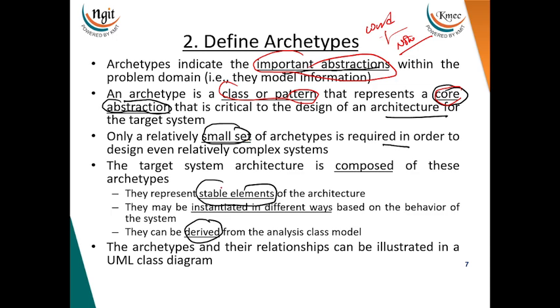You just keep that one and give all the examples for it. Excel is there, and in Excel all these are there. How it works is totally different, but this is called a small set of archetypes. The target system architecture is composed of this, correct? They represent the stable element. Maybe they behave differently to the outside world. They are derived from analysis.